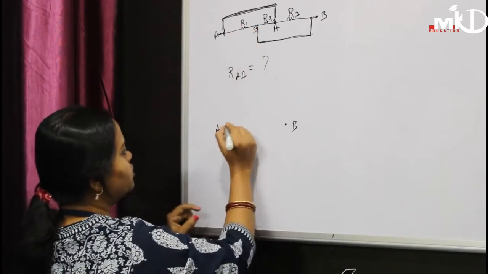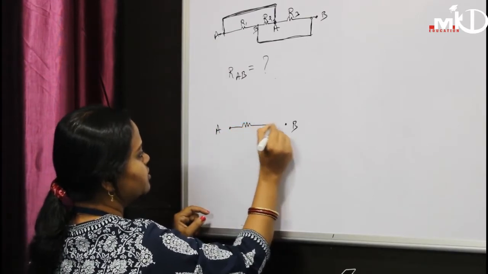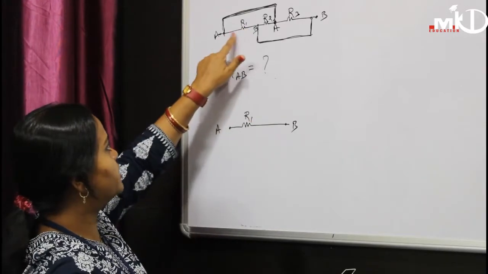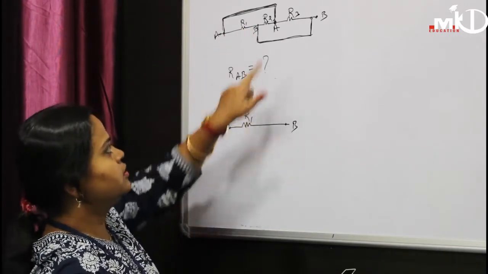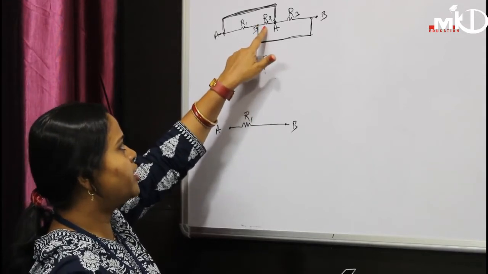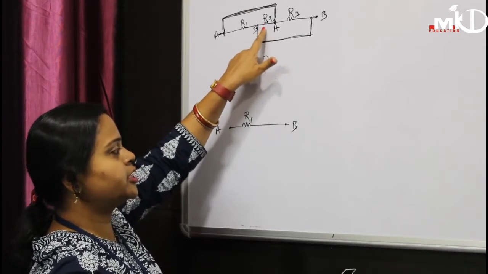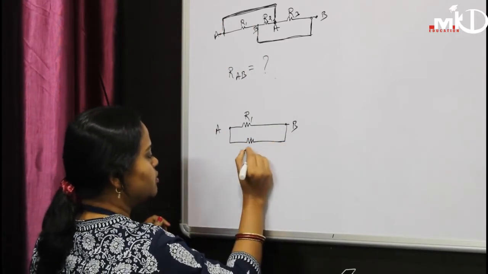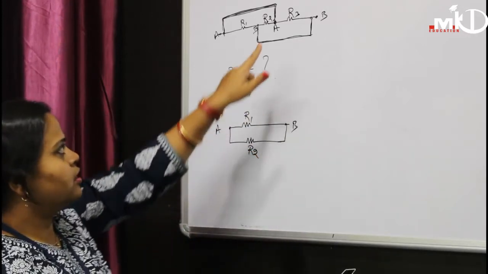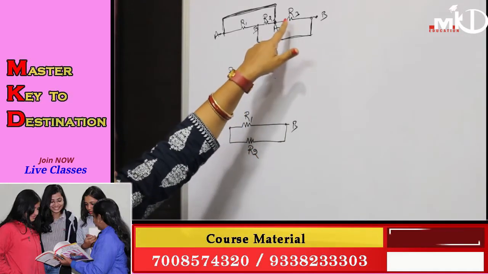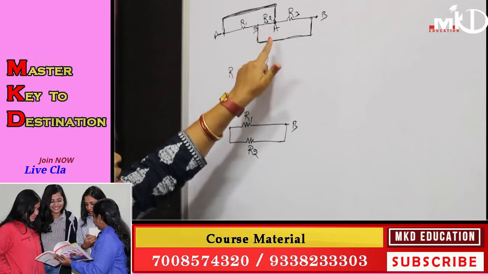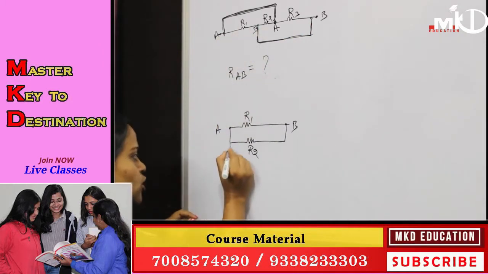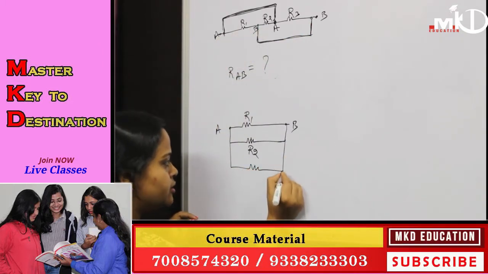So I can redraw this circuit like this. R1 is connected in between point A and B. One point is at A, another point is at B. Then if you go for R2, one point is connected to A, another point is connected to B. That means R2 is also connected within point A and B. Again, if you go for this R3, one point is connected to point A and the other end is connected to point B also. That means R3 is also connected within point A and B.